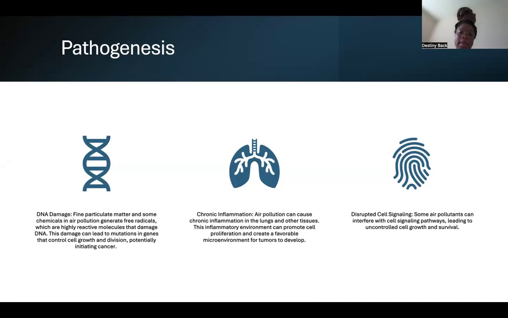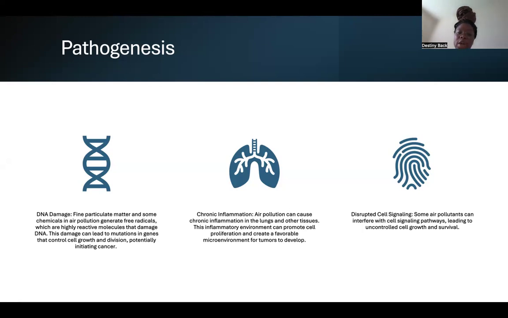Pathogenesis. DNA damage: fine particulate matter and some chemicals in air pollution generate free radicals, which are highly reactive molecules that damage DNA. This damage can lead to mutations in genes that control cell growth and division, potentially initiating cancer.